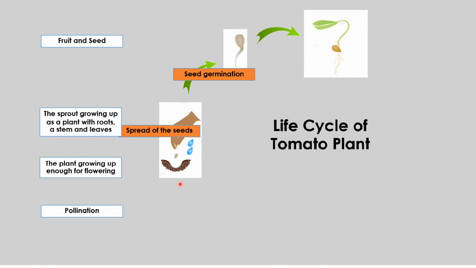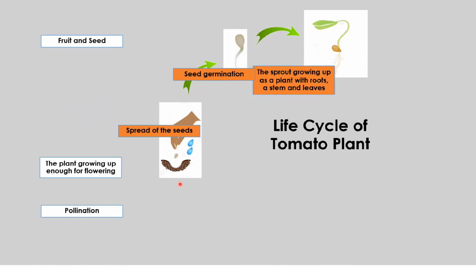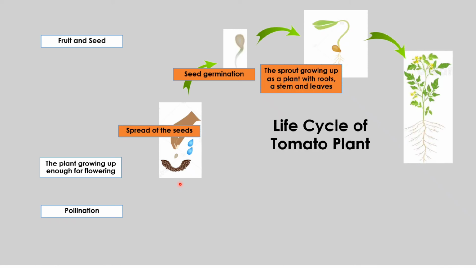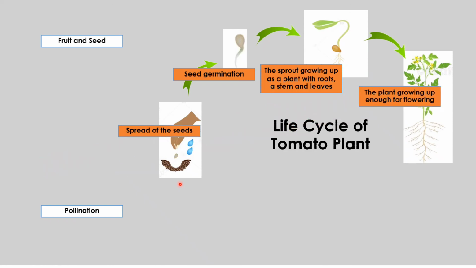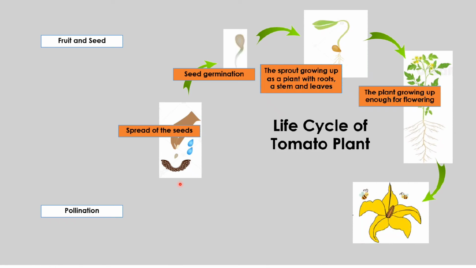So what do you call that one? If your answer is the sprout is starting to grow up, so it starts with the roots, the stems, and after that the leaves. So what is the next step? We have the plant growing up enough for flowering. That's the time the plants will grow matured. So we have the next one.